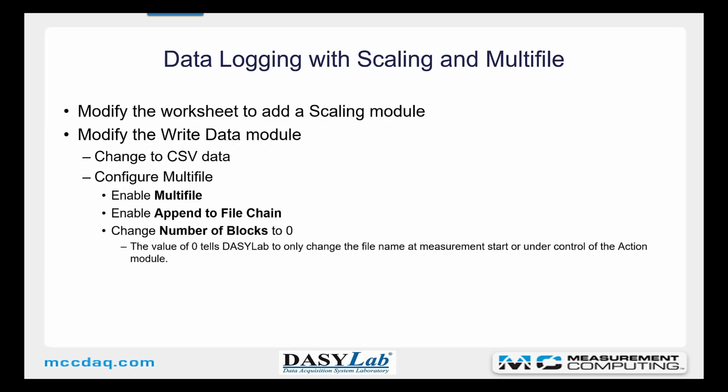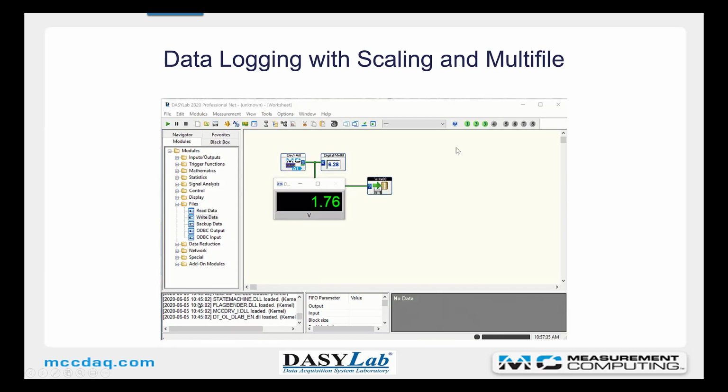Now I want to add scaling and the multi-file feature to the Write Data module. We're going to modify the worksheet to add the scaling module. We're going to rearrange the worksheet, creating everything in series. And then we'll modify the Write Data module to change it to CSV data and to enable the multi-file safety feature. This enables you to create a new file every time you start the measurement.